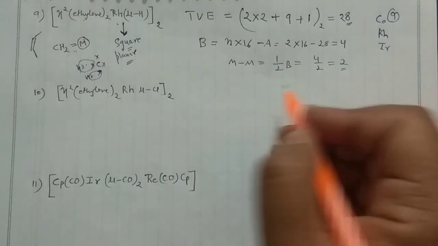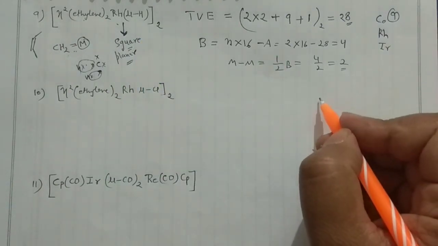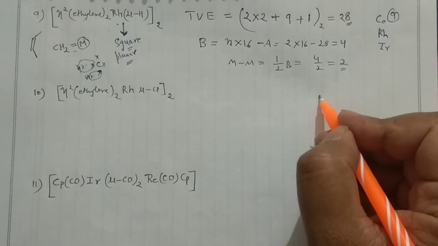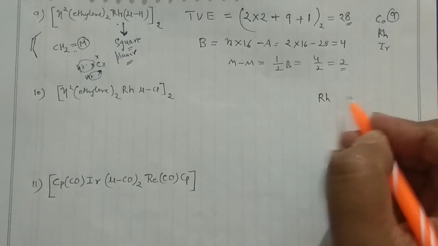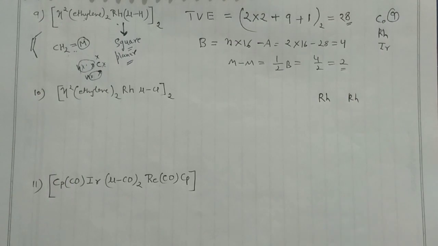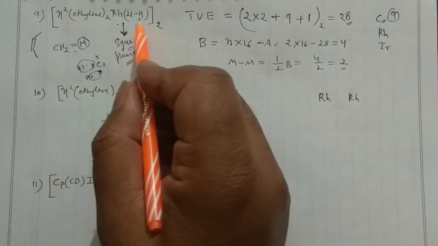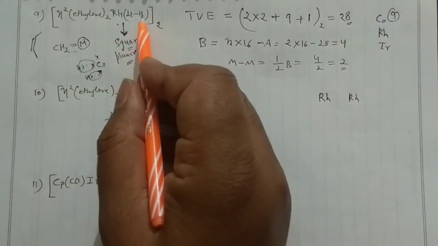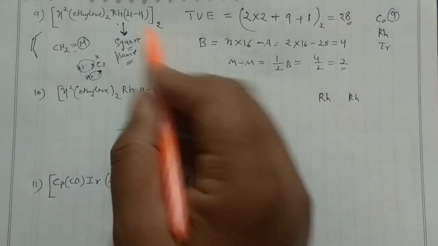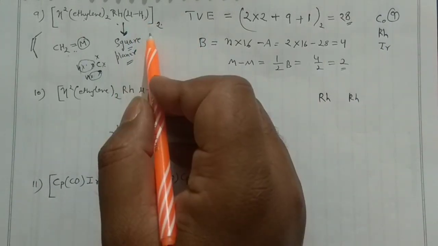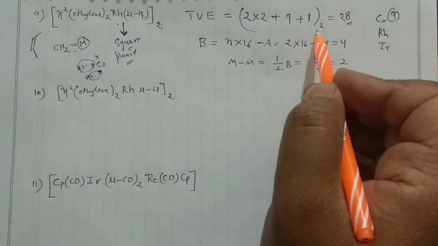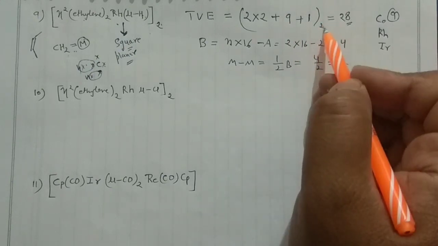Then how can you write the structure? This is Rh and this is Rh, rhodium. And you see it is given that 2 hydrogens are bridging. These 2 hydrogens are bridging. See guys, I have solved this problem directly, by writing the 2 outside.